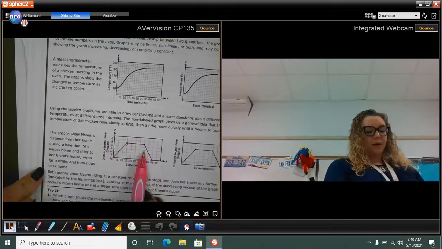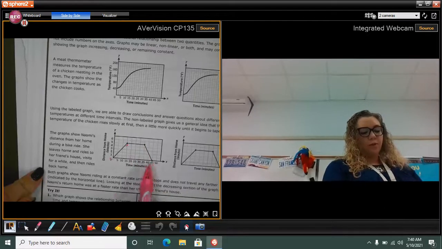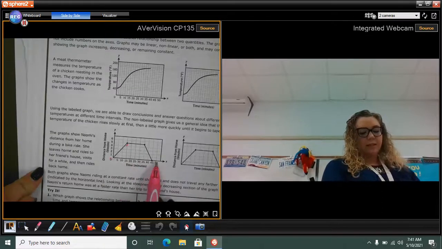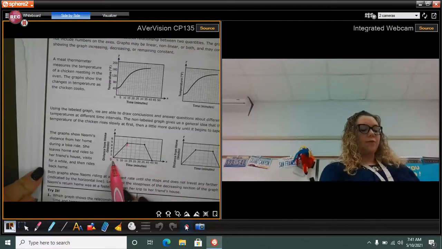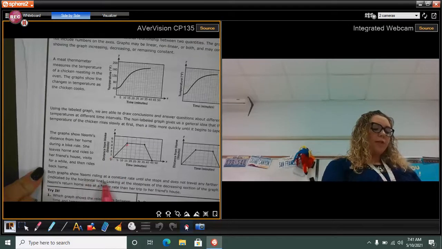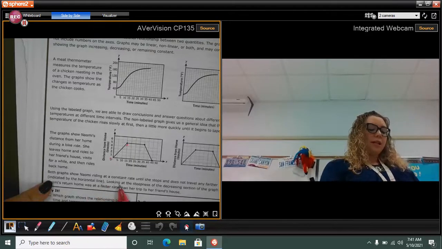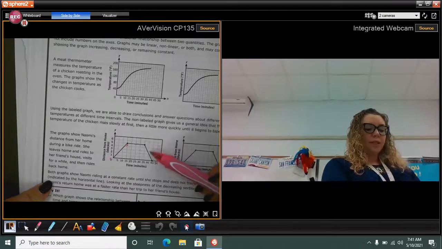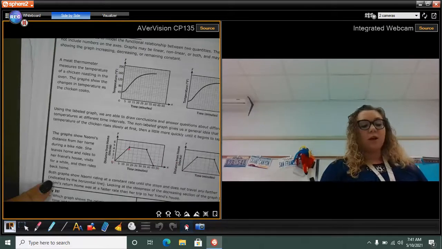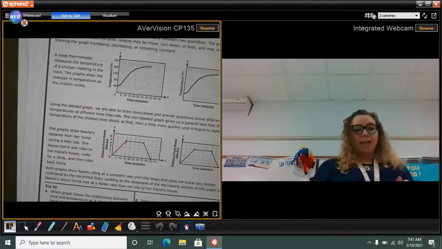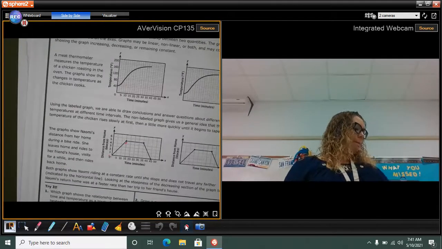And then she rides back home. So she goes back home, but notice how the time continues going. And when she hits this x-axis, which represents 0, she's 0 miles from home. Both graphs show Naomi riding at a constant rate until she stops and does not travel any further, indicated by the horizontal line. Looking at the steepness of the decreasing section, this is more steep. So this tells us that when she was coming home, she was going at a faster rate, probably because she was past curfew and she had to get home before she got in trouble.